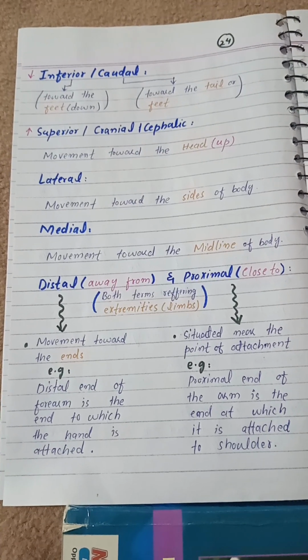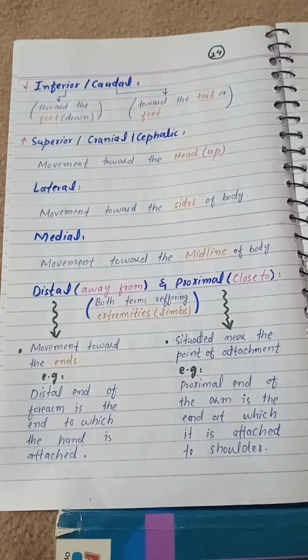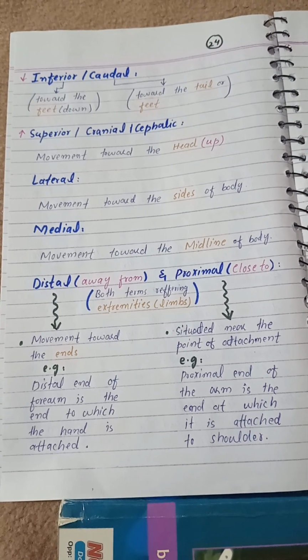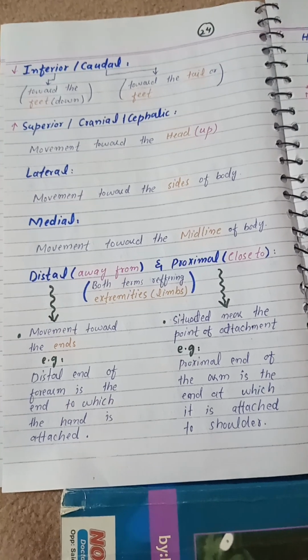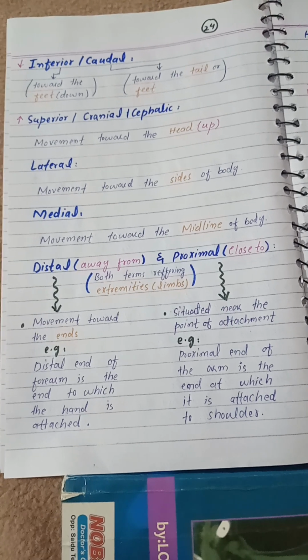Inferior, caudal: inferior, toward the feet, down. Caudal: toward the tail or feet. Superior, cranial, cephalic: movement toward the head, up. Lateral: movement toward the sides of the body. Medial: movement toward the midline of the body.